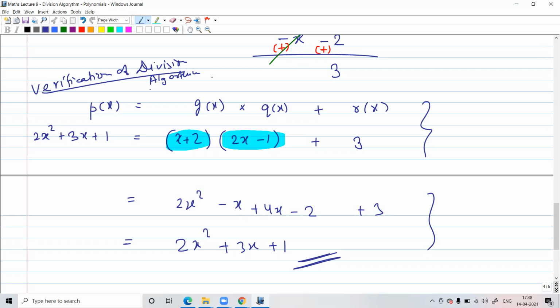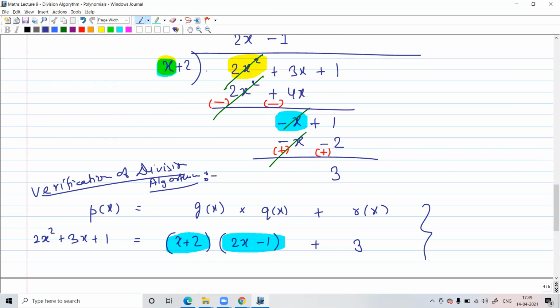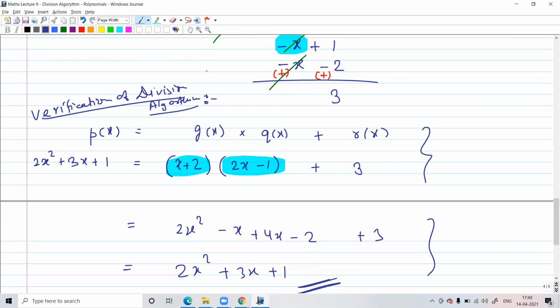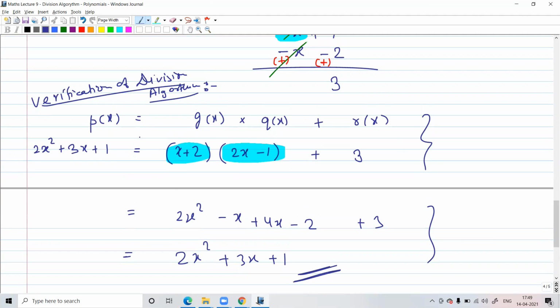Tell me if it makes sense. Is everyone clear with this? How to do the division also. And then after that division, you can do the verification of the division algorithm by putting each of these values, Gx, Qx, and Rx, and then multiply and simplify. You should get the same thing that is there on the left hand side.